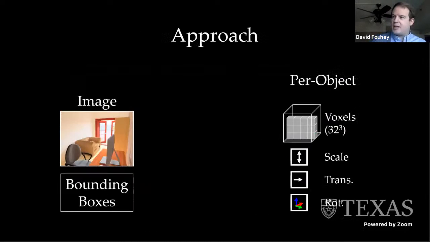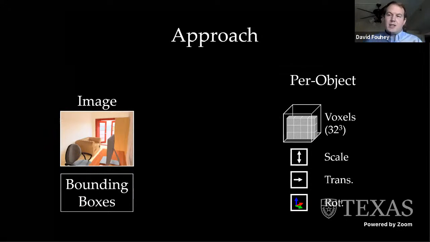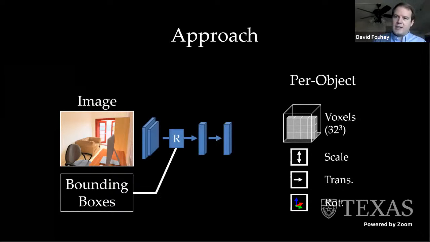But you can imagine that you have an image and you have a collection of bounding boxes. This might come from a detection system. It might be proposals. And for every single object, you're going to try to produce the voxels, the scale, the translation, and the rotation. And of course, you need to have supervision for these. But if you have the supervision, and you can get this from, for example, synthetic data sets like SunCG or any of the successors to it, well, you can solve this in a detection framework.